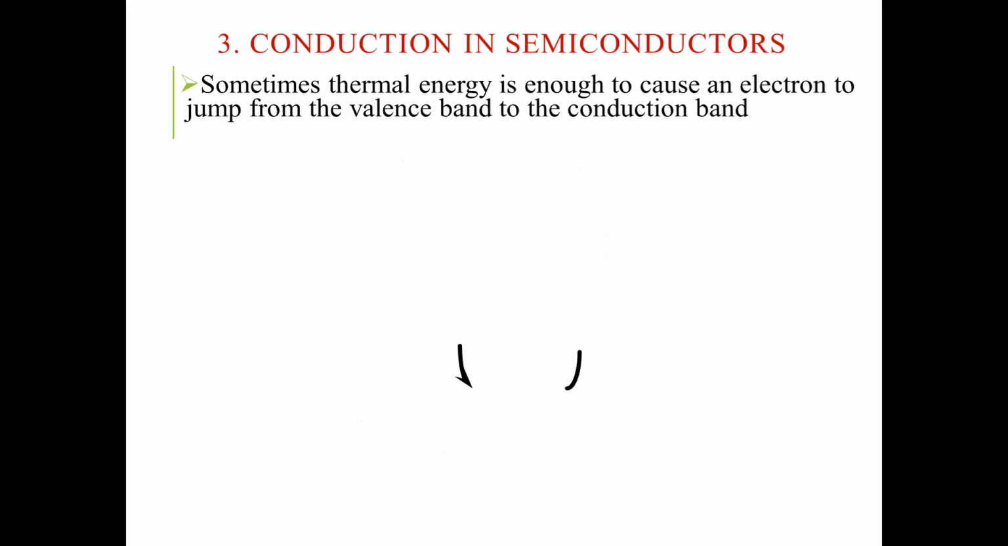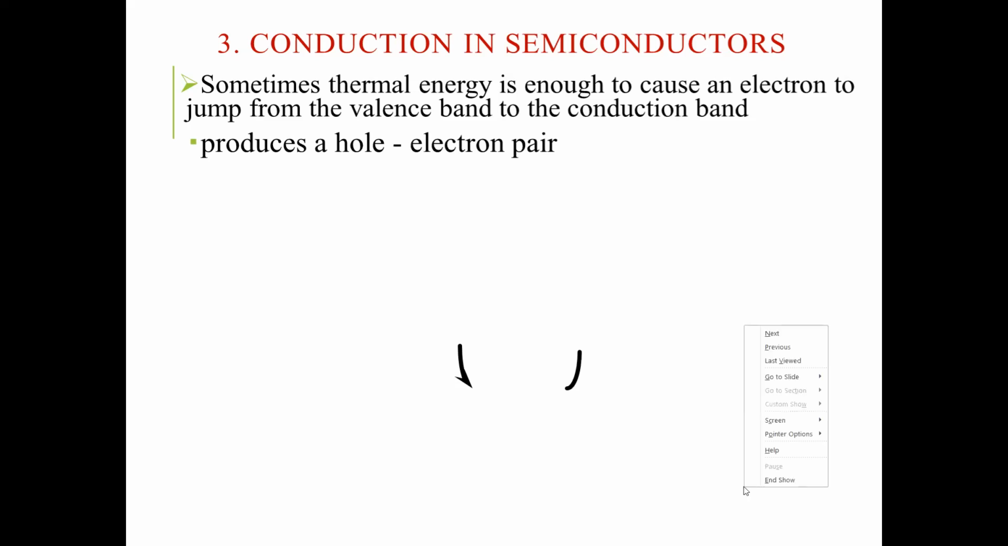Sometimes thermal energy is enough to cause an electron to jump from the valence band to the conduction band. It means by increasing the temperature of the semiconductor, you can make it able to conduct, and this produces an electron hole pair. Why do we talk about a pair? It's because there cannot exist a hole without an electron that is moved, right? That's the electron hole pair, right?